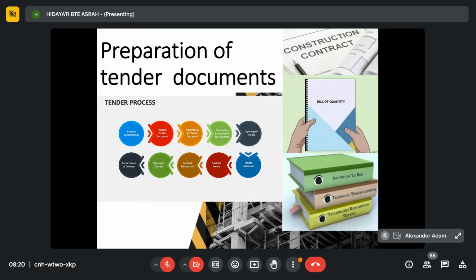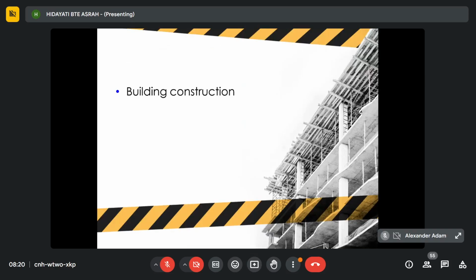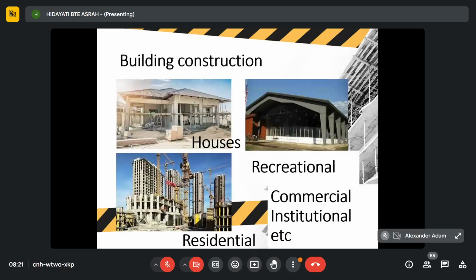Okay, so we look at the types of construction project. In general, there are three types of construction: building construction, heavy or civil construction, and industrial construction. So what are the differences between these three types of construction? First, we look at building construction.